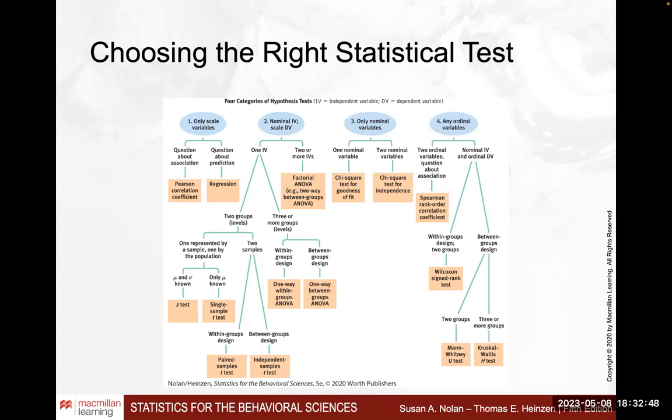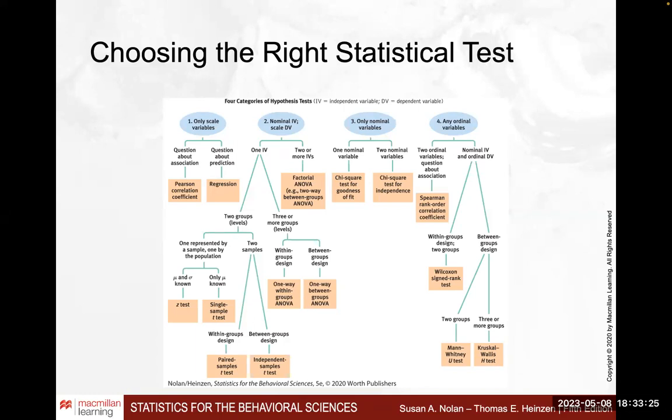Okay, next, nominal independent variable, ordinal dependent variable. You have essentially a within groups design. This would also be true for scale variables, where the same concept applies again. So with a within groups design, you have a Wilcoxon signed rank test. Wilcoxon is essentially the non-parametric brother of the paired sample t-test, so you can use it in the same format.